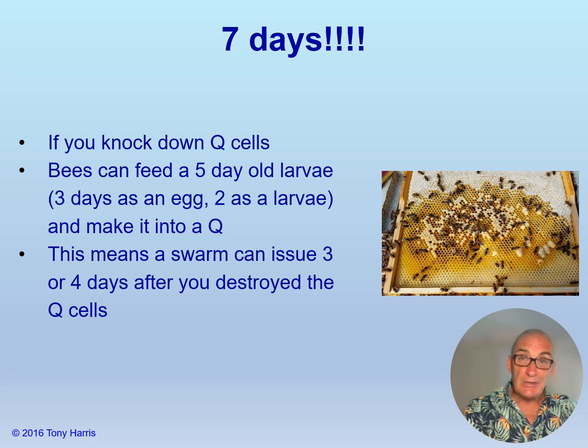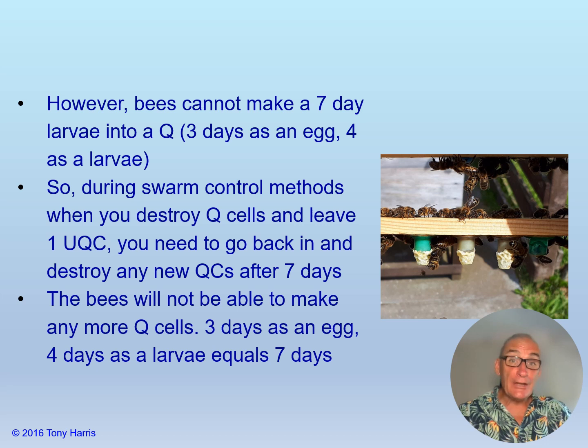As well as this being absolutely amazing, it means that the swarm can issue from your hive 3 or 4 days after you've destroyed all the unsealed queen cells. Remember that the queen cell is sealed on day 8, and that is generally when the swarm leaves. And by changing the diet of the 5-day-old larva, it will become a queen. They will seal the cell 3 days later and the swarm will be gone before you know it. However, bees cannot make a 7-day larva into a queen. That would be 3 days as an egg, 4 days as a larva, as the larva at this stage is too far developed and it is destined to become a worker bee.